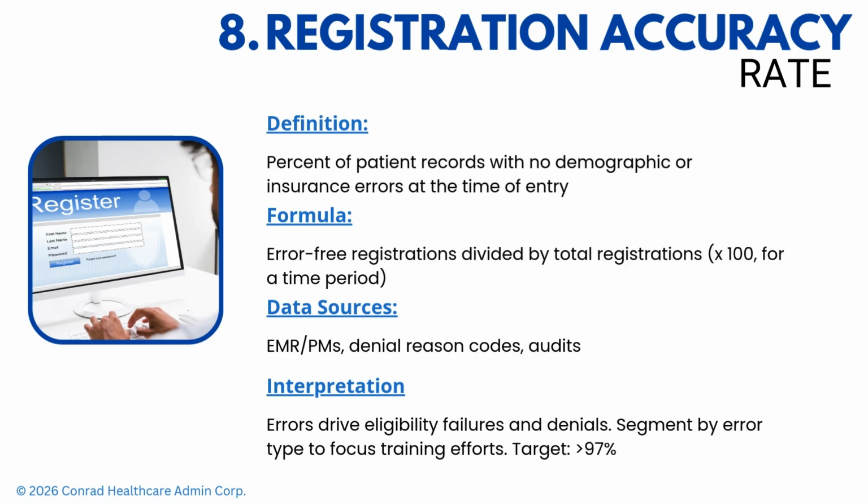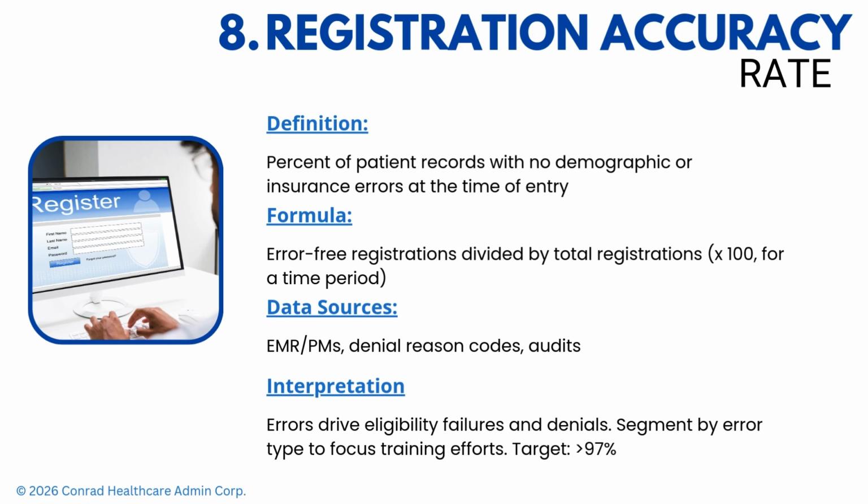Number 8, registration accuracy rate. This is the percentage of patient records with no demographic or insurance errors at the time of entry. So they entered it correctly the first time. The formula for this is the number of error-free registrations divided by the number of total registrations for the same time period. The potential data sources are the EMR, denial reason codes, so if we have a denial for registration accuracy reasons, and internal quality audits.